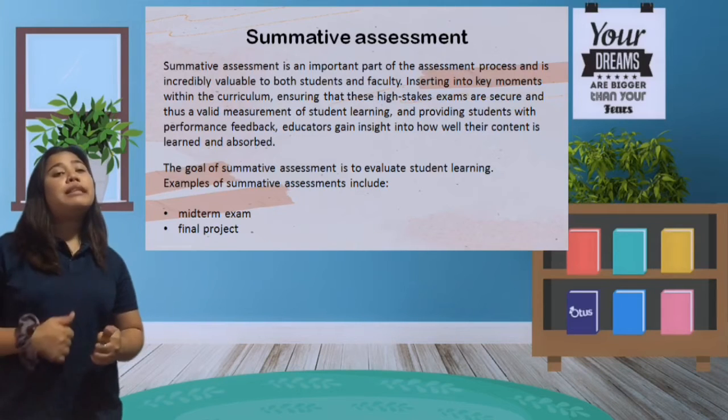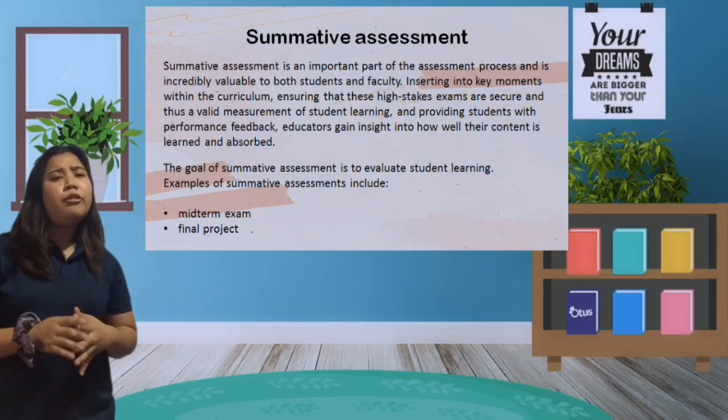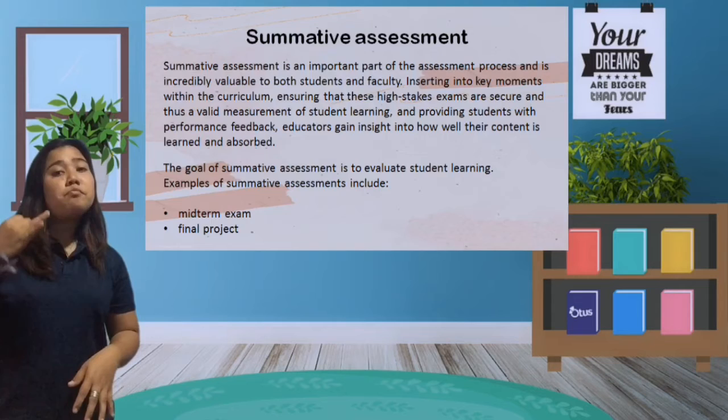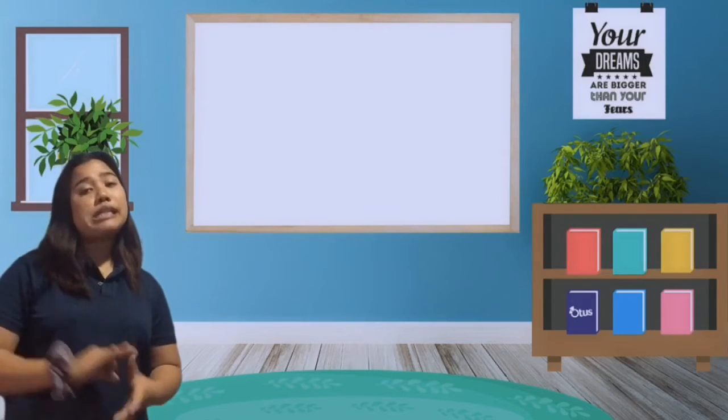Educators gain insight into how well their content is learned and absorbed. The goal of the summative assessment is to evaluate the student's learning. The example of it is the midterm exam and the final project. And now we are finished with the 3 types of assessment.